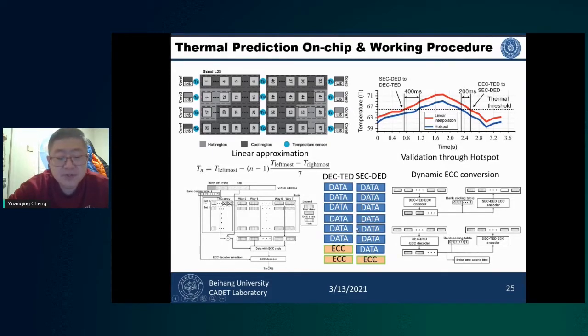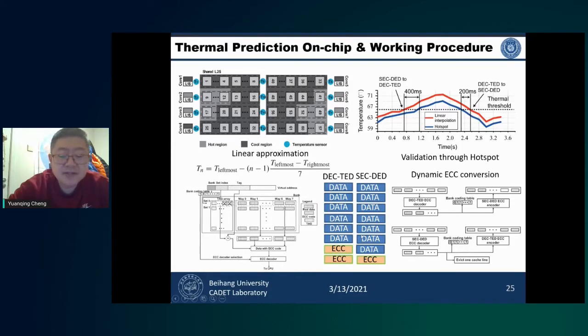And in the hot region, because we have a higher error rate, we need the double error correction and triple error detection code. This is the stronger ECC code, but it also has larger storage overhead. So in this case, we have to allocate two cache lines to store the ECC code.